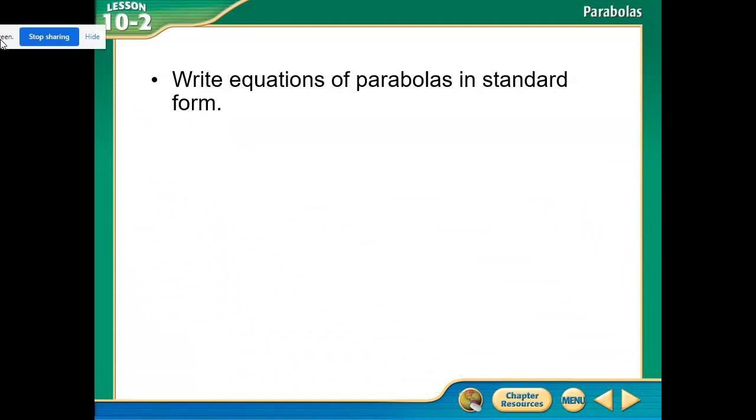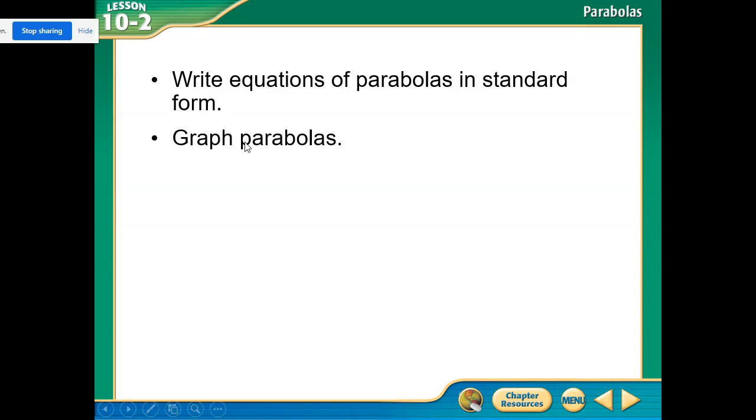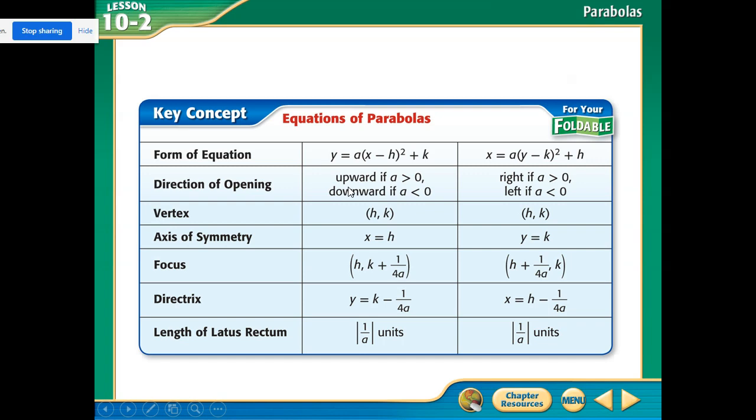All right, today we start our first part of the conics. What we're going to do is write equations of parabolas in standard form. Then we're also going to graph parabolas. We're actually going to start with graphing parabolas, and then we'll worry about writing the equations. So here are our equations for parabolas.